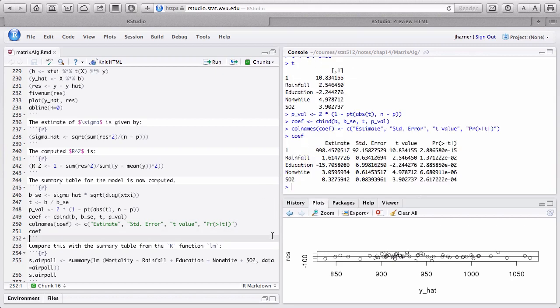Now this is going to look very much like the results you would get by using summary. So I have my estimates, my standard errors, the t-values, and the p-values. And you can see that all of the regression coefficients are significant. So it appears that all 4 of those variables contribute.